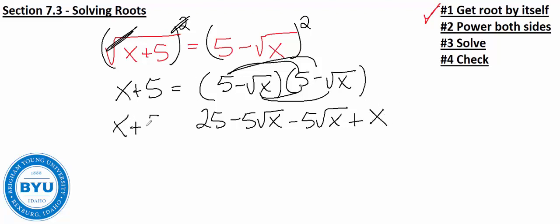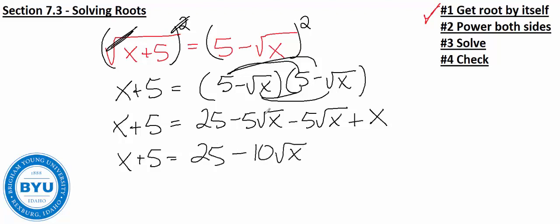And so the problem looks like this. x plus 5 equals 25. Let's keep simplifying here. I'm going to put these roots together. That's minus 10 root x. So we had negative 5 root x minus 5 root x, a negative 5 and a negative 5 is negative 10 root x, plus x. So notice we've powered both sides, but we still have a root in our solution. And so therefore we're going to have to go back and repeat step number 1.